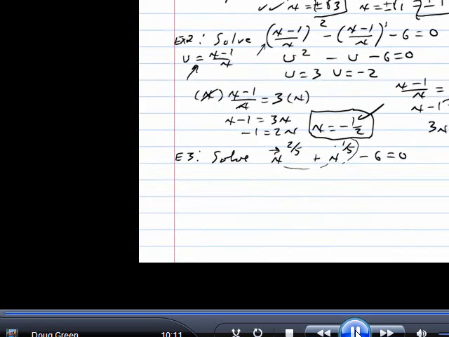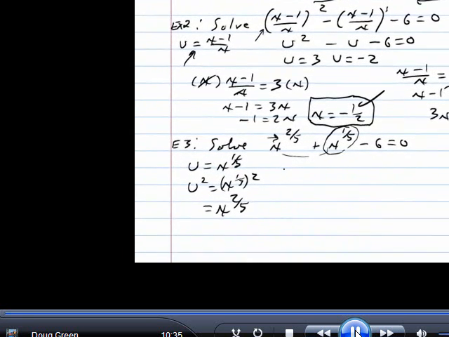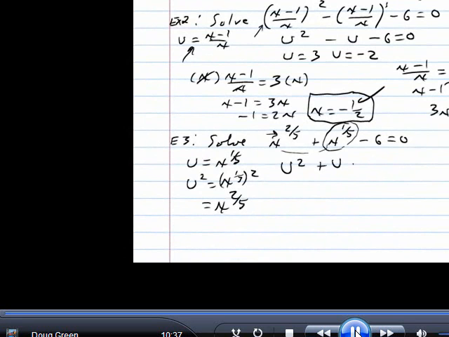Again, we go to the middle variable part to define our u, so we'll say u is equal to x to the 1/5. Therefore, u squared is equal to x to the 1/5 squared, which is x to the 2/5, and that is exactly our first term. So we'll call this u squared plus u minus 6 equals 0. Again, that's very simple factoring. You get u equals negative 3, u equals 2 for your answer. But again, a u answer is no good because the question was about x, not u.